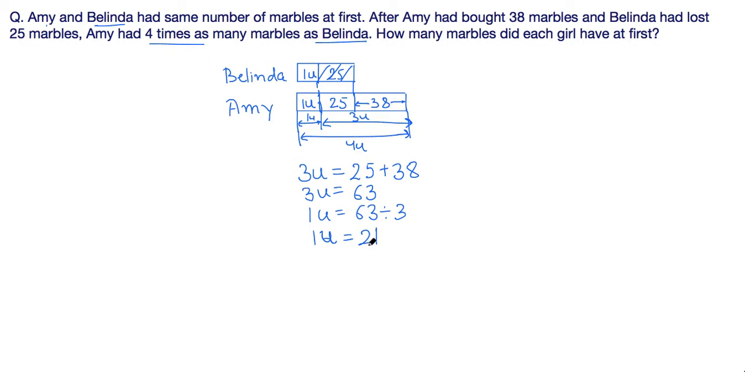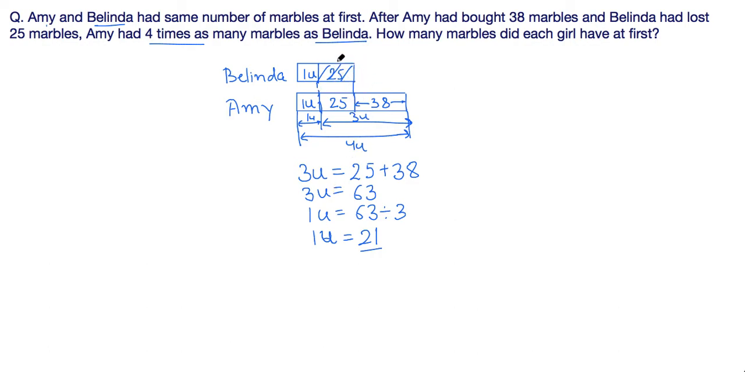Now the question is, how many marbles did each girl have at first? We can find it for either of them, because the number of marbles each of them had is the same. If we find one, we will know how many the other had. So let's use Belinda, because this looks simpler. At the end Belinda is 1 unit, which is 21. So she became 1 unit after losing 25 marbles.